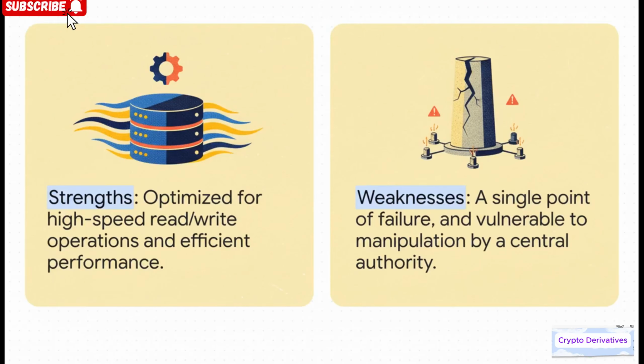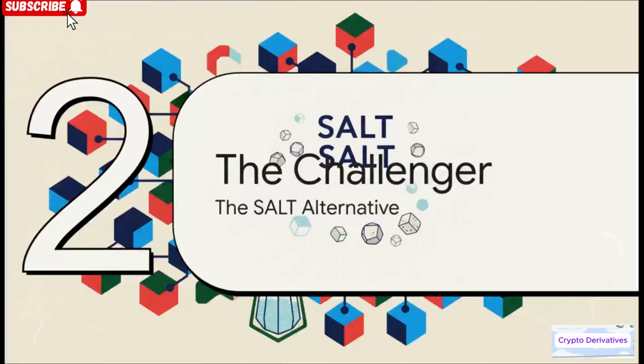And this model has huge strengths, for sure. It's incredibly fast, it's efficient, and we've had decades to perfect it. But that central control, that's also its Achilles heel. It creates a single point of failure. If that central server goes down, the whole show stops. And maybe even more importantly, it means you have to put 100% of your trust in that administrator not to mess up, or not to maliciously go in and change things. And that is the perfect setup for our challenger, blockchain.